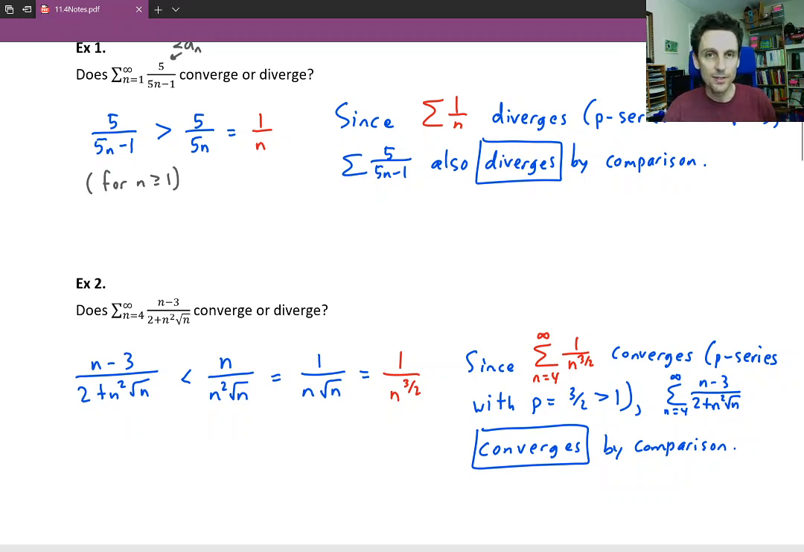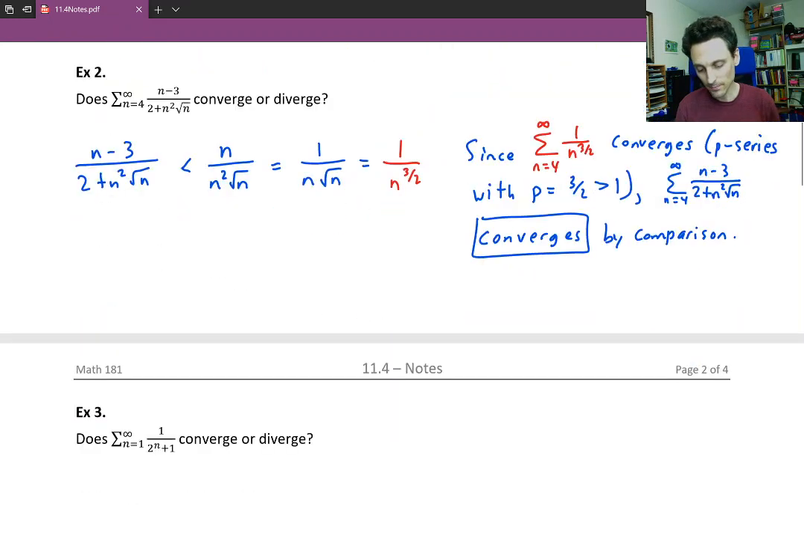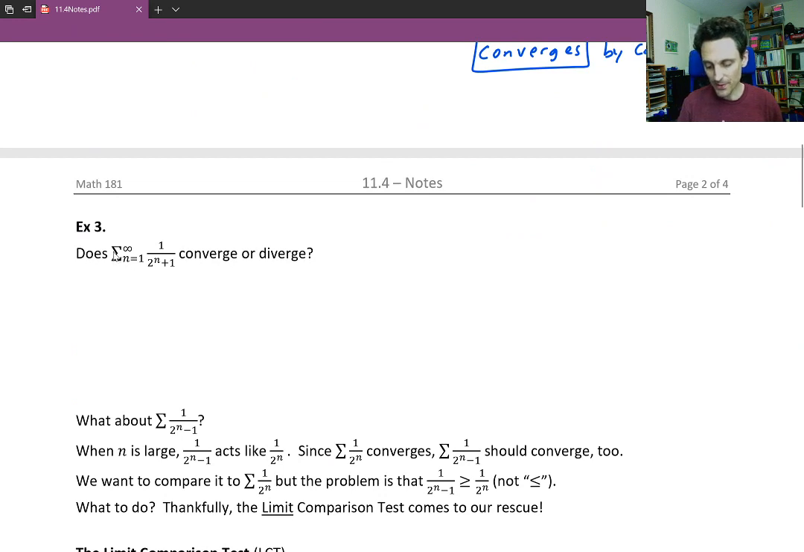Sometimes this is called the direct comparison test because you're directly comparing the terms of one series to the terms of another series through this inequality. Let's check out one more example. So example 3 says, does the sum n equals 1 to infinity of 1 over 2 to the n plus 1 converge or diverge? So once again, we're going to write 1 over 2 to the n plus 1.